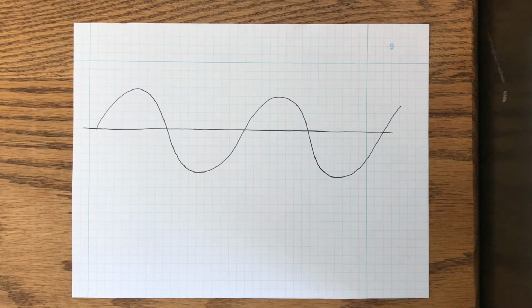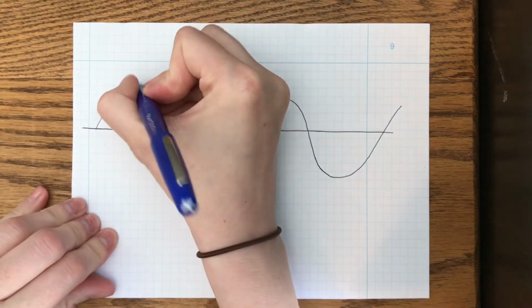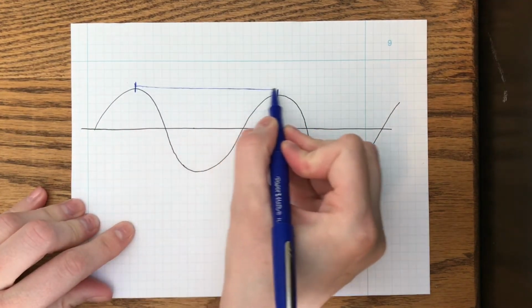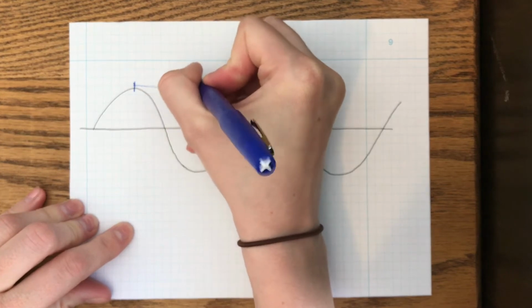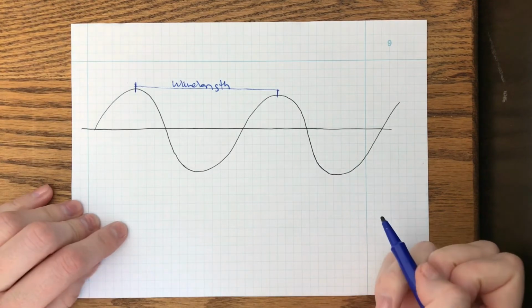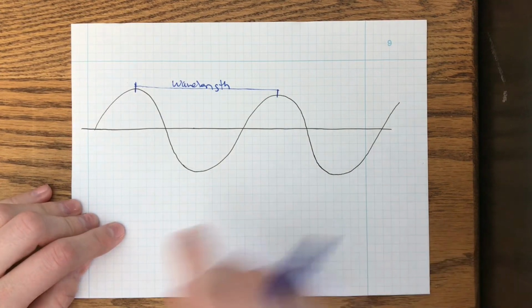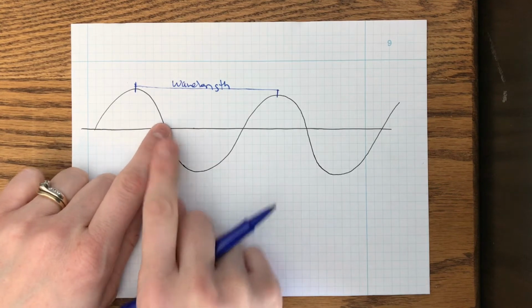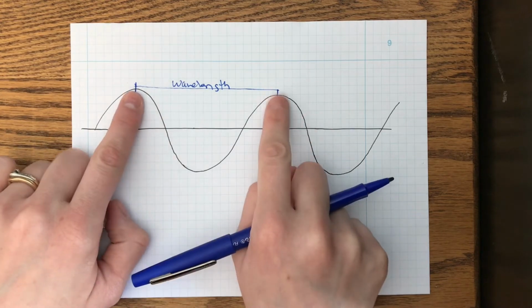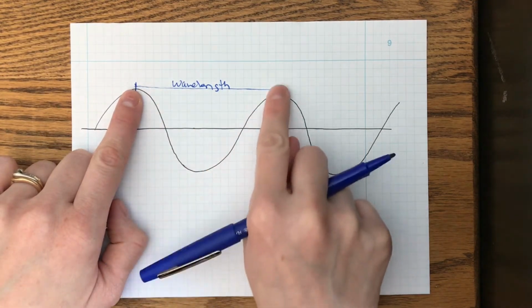So how quickly does energy move through whatever it is it's moving through? To calculate wave speed, we need to know the wavelength and the frequency. Wavelength is the distance between two identical points on the wave. So it's easy to pick from a crest to a crest. That distance between crest to crest, that's going to be your wavelength. You could also measure trough to trough. That would be the same distance. Or you could measure from one point here to the identical point here. That would also be your wavelength.